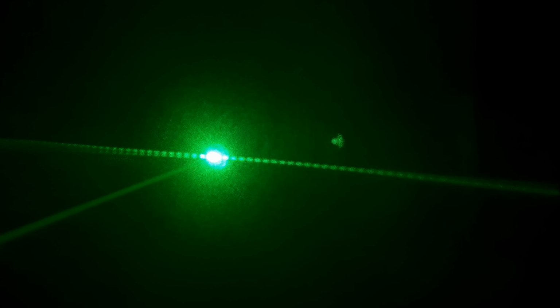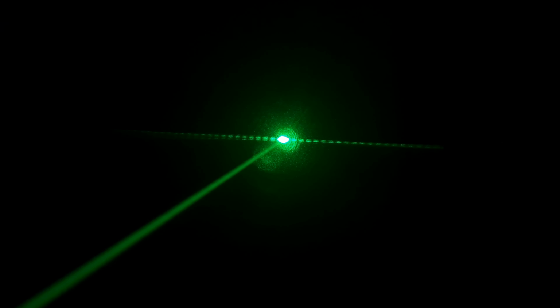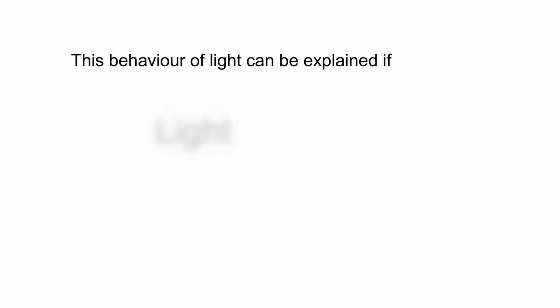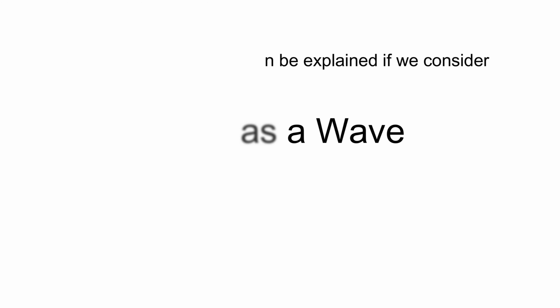This is amazing. It is like at some particular regions, light is not allowed to enter and it forms a dark band. And at some other regions, light is allowed to enter and thus forms a bright band. This strange behavior of light can be explained if we assume light as a wave. Laser beam travels with a fixed wavelength.